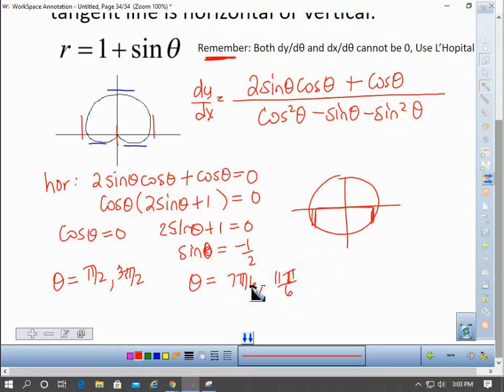All right, now notice I got 4 answers. And remember, we set up in our picture that we only have 3 of them. Only 3 are going to give us a horizontal tangent line. So we're going to come back to that in a minute.